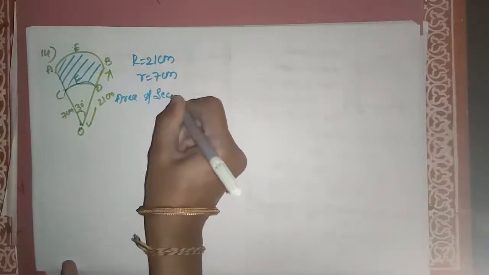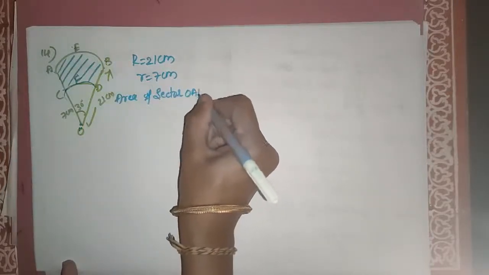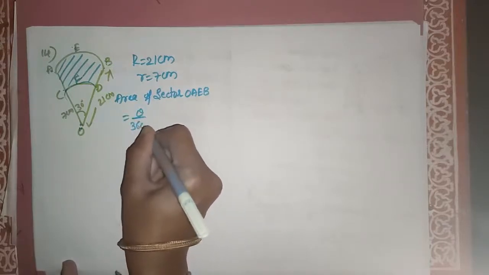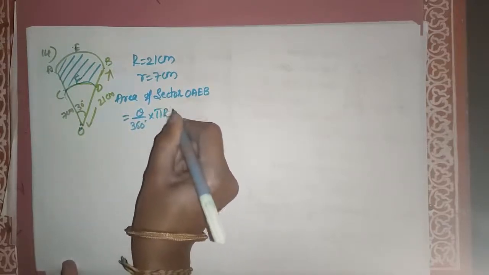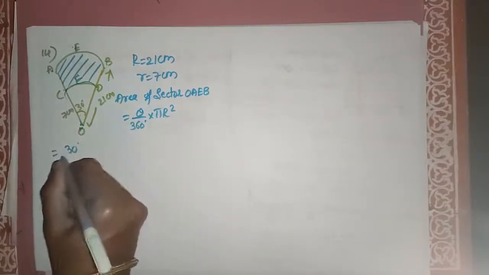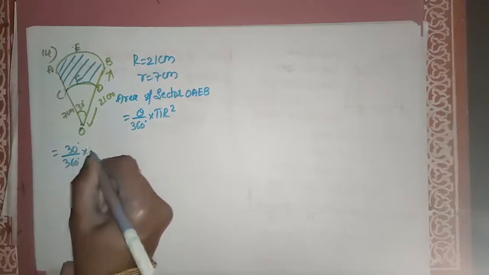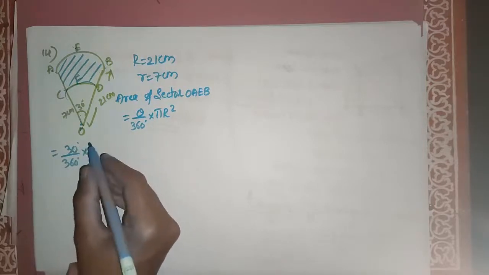We will find out the area of sector OAEB. This is the larger sector, so that's why theta by 360 into pi capital R square. Now theta is 30 degree divided by 360 into pi, here pi is 22 by 7, into capital R square, which is 21 into 21.